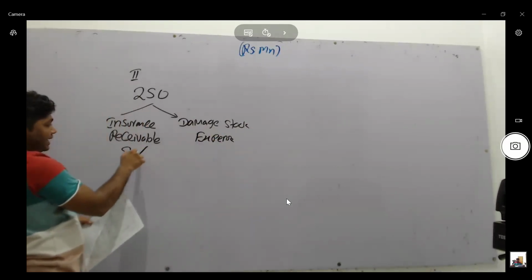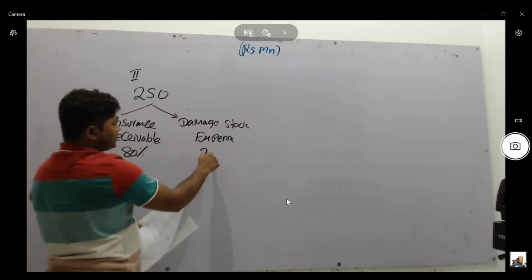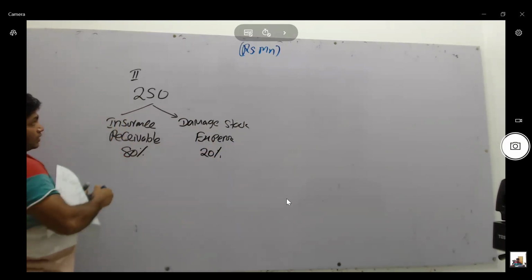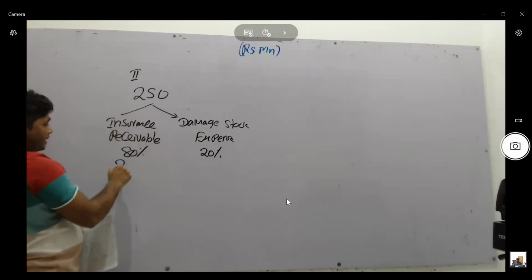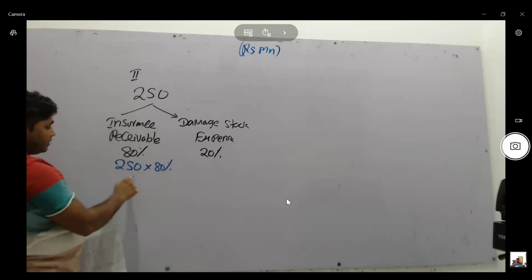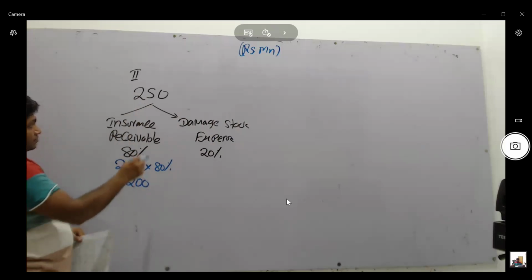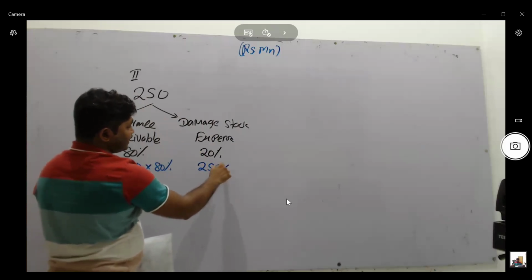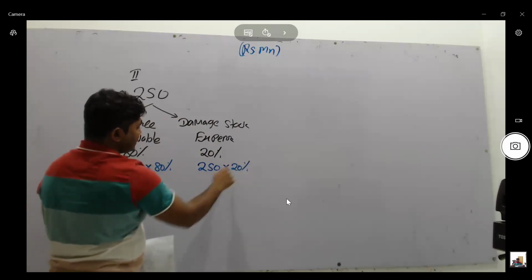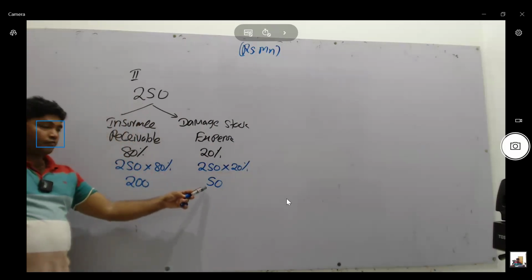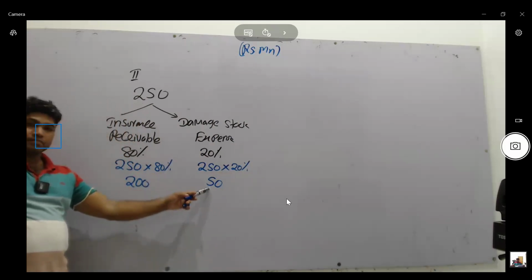80% the insurance company agreed to pay as compensation. Balance 20% cannot be recovered. Think total damaged stock equal to 250. Based on that value, 80% is insurance receivable under current assets. Balance 20% cannot be recovered. It became an expense. Therefore, damaged stock expense equal 50 should be recorded under other expense.